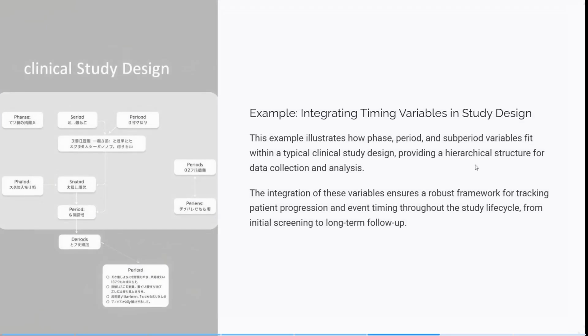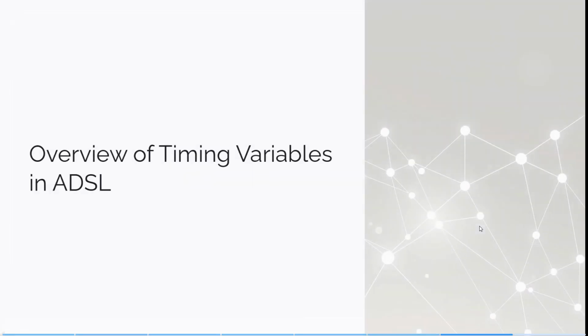So, an example integrating the time variables in study design. This example illustrates how phase, period, and subperiod variables fit within the clinical study design, providing the hierarchical structure for data collection and analysis. The integration of these variables ensures a robust framework for tracking patient progress and event timing throughout the study lifecycle, from the initial screening to long-term follow-up.